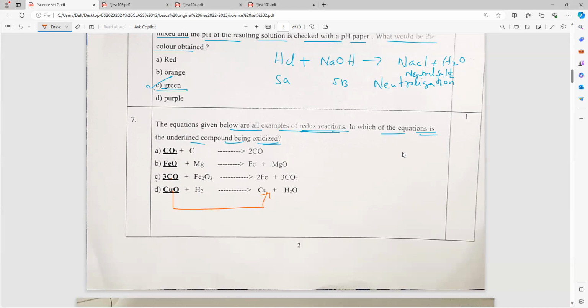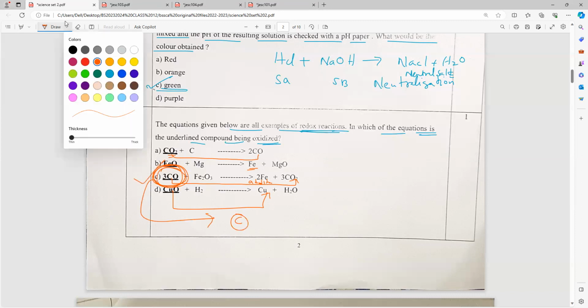We forget about other things. FeO turns into Fe. Carbon dioxide turns into carbon monoxide. So everywhere there is loss of oxygen. But here, carbon monoxide turns into carbon dioxide, addition of oxygen. Only the underlined product is very, very important. So option C is the correct one.